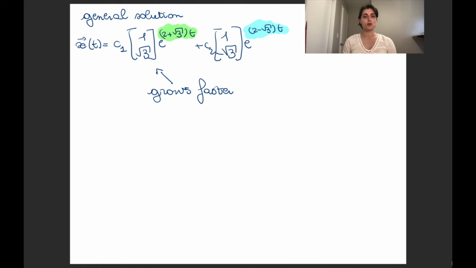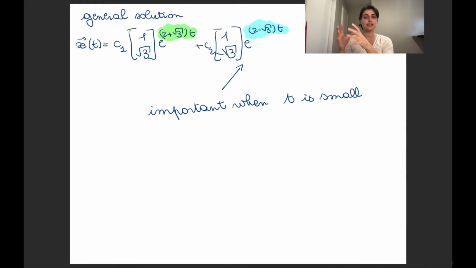Now, if we look at the general solution, we notice that both exponentials have a positive coefficient in front of the time, so they're both growing over time. But the first, 2 plus square root of 3, is growing faster. Square root of 3 is smaller than 2, so 2 minus square root of 3 is still positive, but it's much smaller than 2 plus square root of 3. So the first block, the first eigenvalue associated with the first eigenvector, grows faster than the second block.